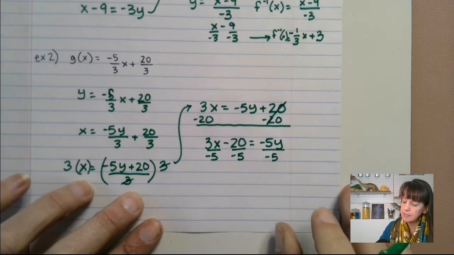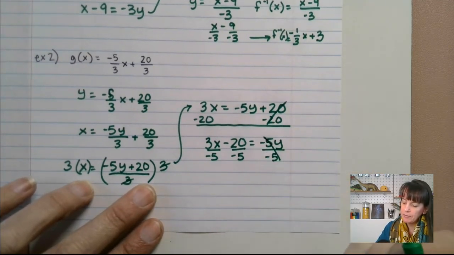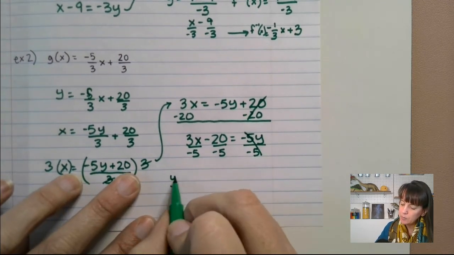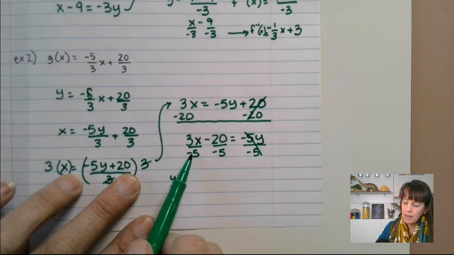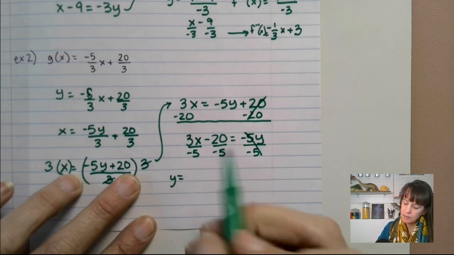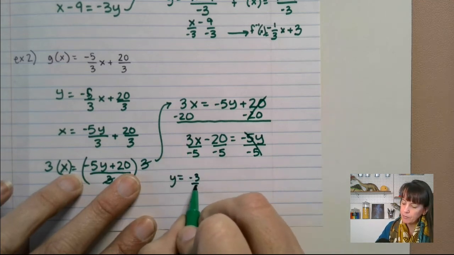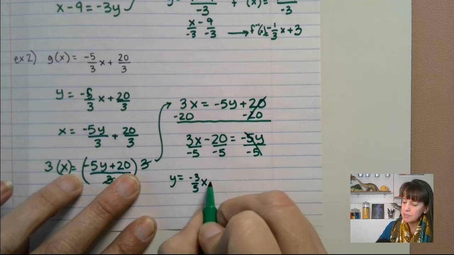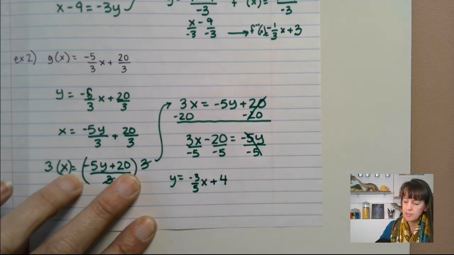Either way works. What we're left with is, I'm going to move the y to the front just to make it a little easier. So y equals, now we've got 5 over negative 3. That negative can be top or bottom, so let's say negative 3/5 x, and then a negative divided by a negative is a positive, so we say plus 4, just like that.